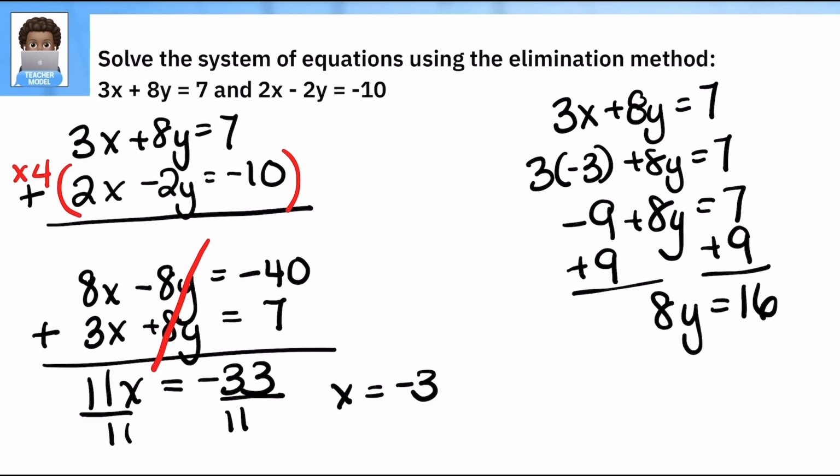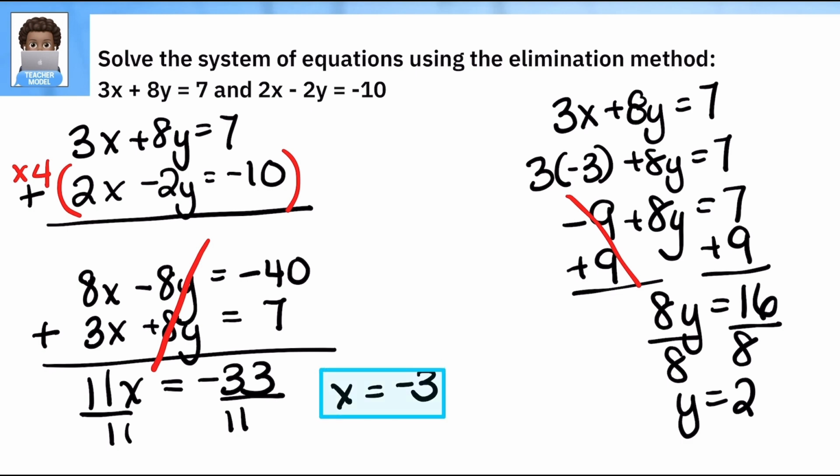8y is equal to 16. Kind of like that red right now. And y is equal to 2. So there's my solution. These two lines will be equal exactly at the point (-3, 2). So let's make sure we put that solution down clearly.